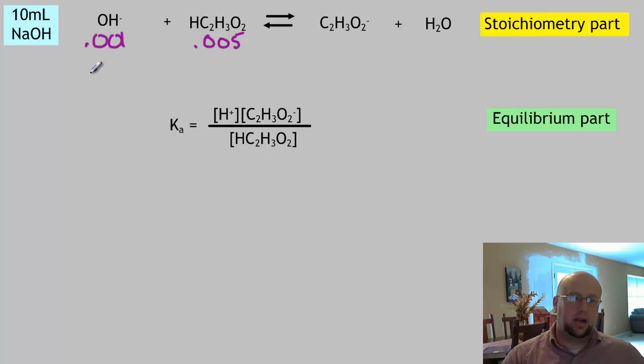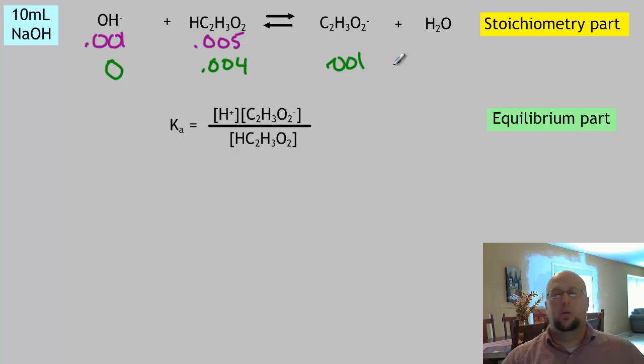So once they react, what happens? Well, obviously the hydroxide is going to be consumed, neutralizing the OH, and so I'm going to get 0 of the hydroxide left. That also means that I'm going to have 0.004 of the acetic acid left, and that means, again, these are 1-to-1 ratios, so I'm going to get 0.001 moles of the acetate made. Okay, so that's the stoichiometry part of the equation. Again, water doesn't really matter, right? So these are what I have here now.